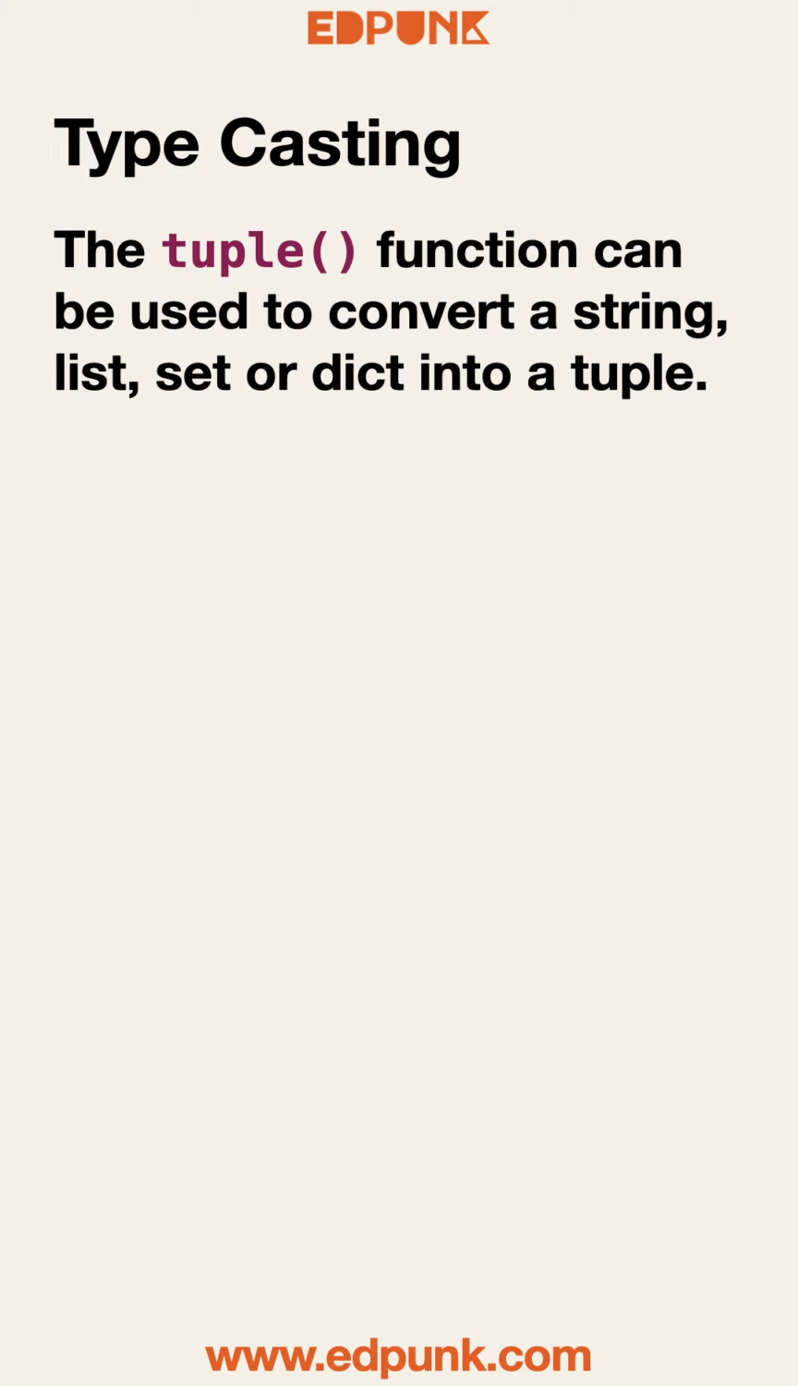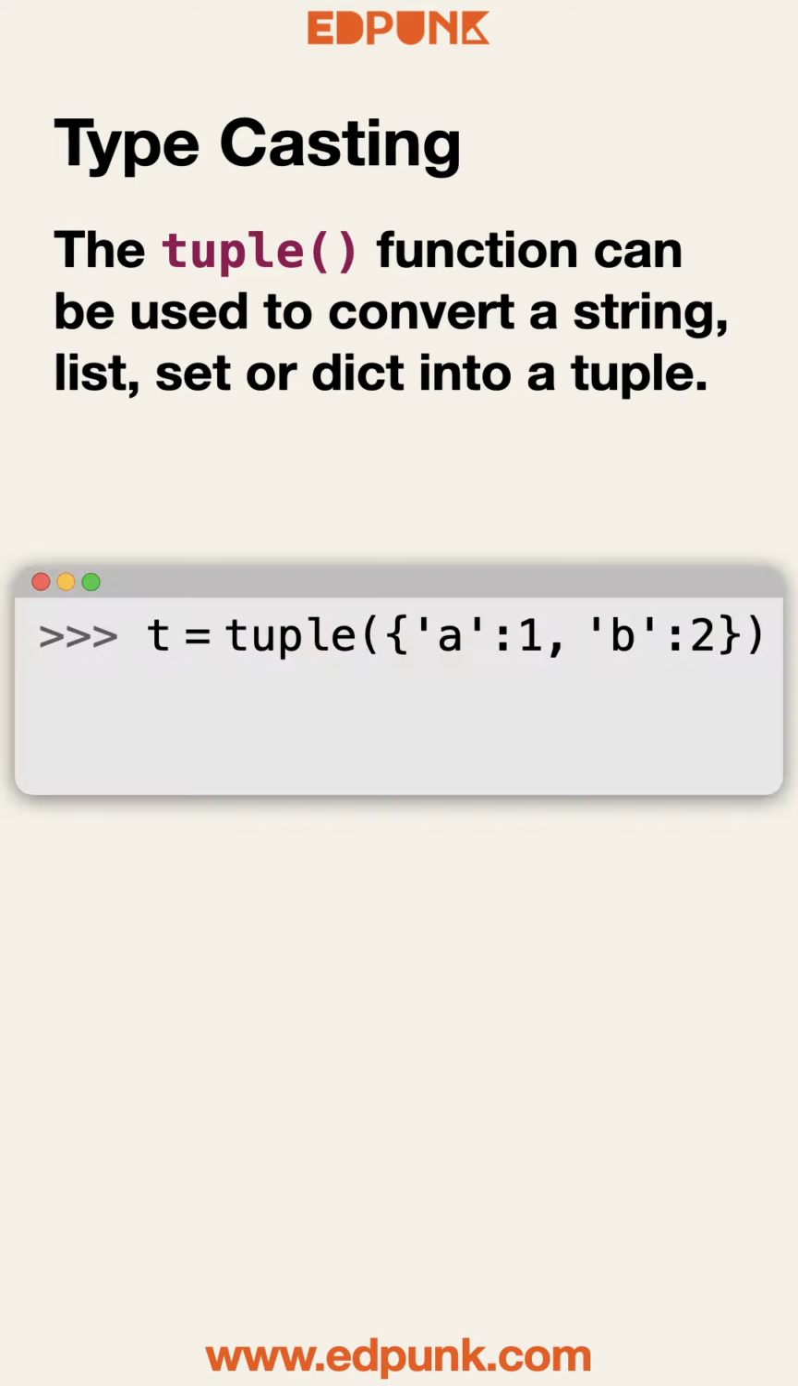When a dictionary is passed as an argument to the tuple function, it creates a tuple containing the keys of the dictionary. For example, let us take a dictionary string A is to 1, string B is to 2, and pass it as an argument to the tuple function. The tuple is created and assigned to variable t. Now, output t. The output tuple contains items string A and string B that are the keys of the dictionary.